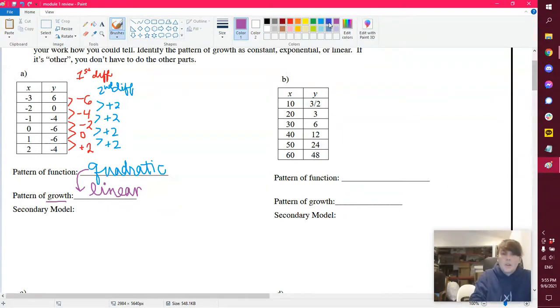Cool. The secondary model: we don't know how to make equations for quadratic functions yet. That's something we'll learn in later modules. So we are going to use a graph for the secondary model here.